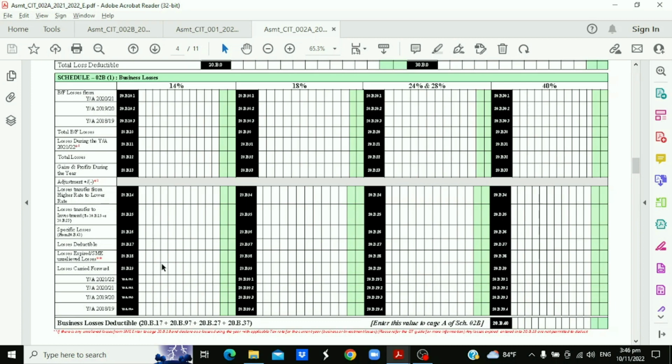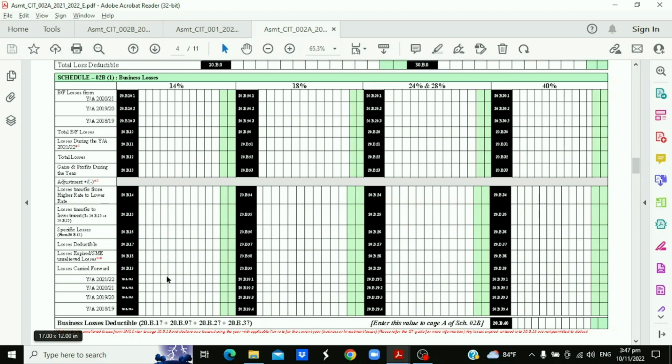How can we do this? Normally we can't do it using the usual application, but we can use case numbers 20B18, 20B38, 20B28 to cater for this requirement. But it is mostly applicable for 20B18, where the previous year's 14% rate is applicable. This time it may be 24%.